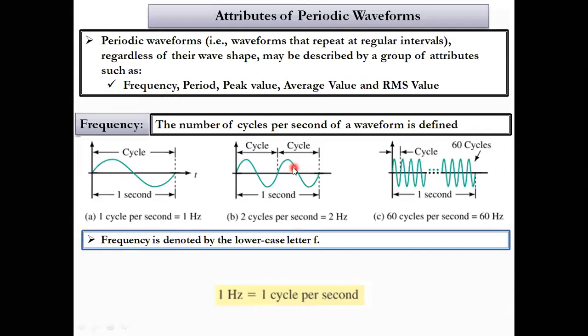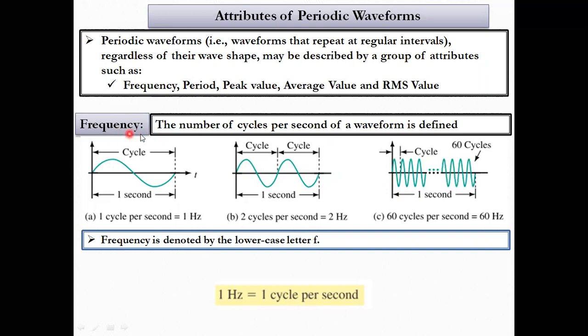I'd like to learn some other periodic waveforms. Periodic waveforms are nothing but waveforms that repeat at regular intervals. The same cycle is repeating throughout. These types of waveforms are periodic waveforms. In that, I'd like to learn some other definitions.